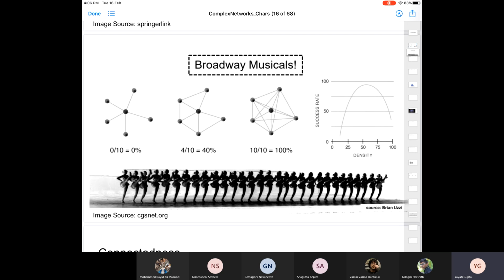What he did was a survey on these musical companies. Assume that you are planning to open a musical company, and for this you need some people, so you consult some of your friends to come and participate with you. The friends you choose might know each other or might not. We don't know. Someone will be a director, someone will be a manager, someone will have some other post.